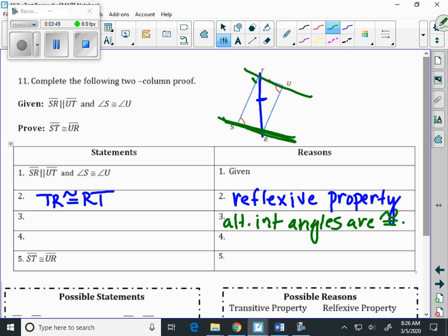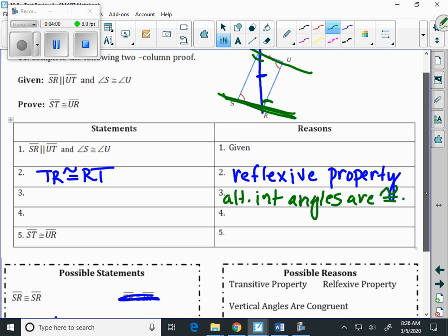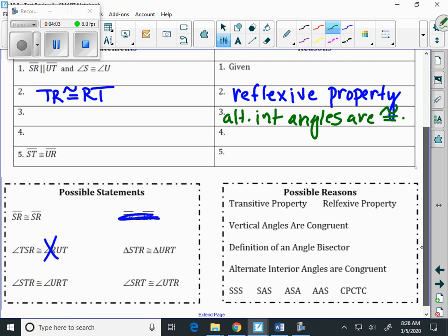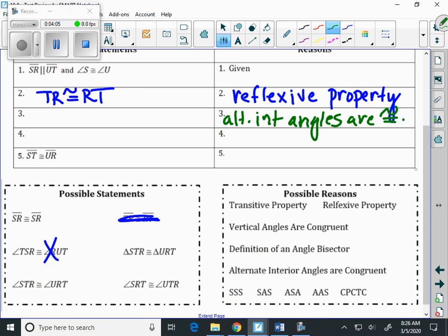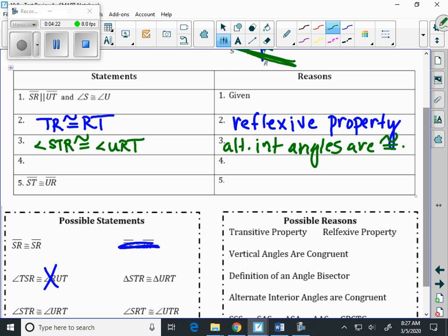And if we mark that up here, that angle and that angle, looking at them, are those alternate interior angles? And they are. So because they're alternate interior angles, we can use that second one, which is at the bottom left here, and that is angle STR is congruent to angle URT. And we already have the reason, and we do have our picture marked up. But I'll slow down for a minute to let you get caught up, or pause the video if you need to.